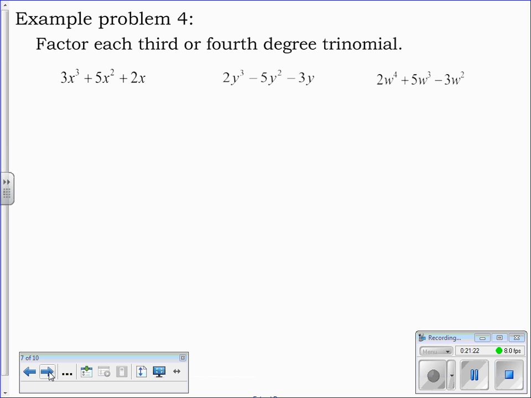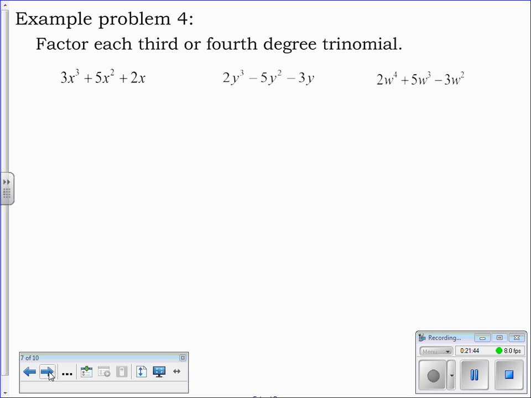Okay, next one. Factor each third or fourth degree trinomial. These are a little different. Upon first glance, there is a variable in every term. So what should I do?